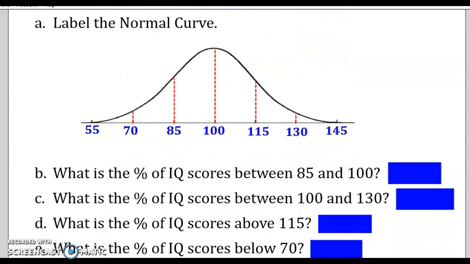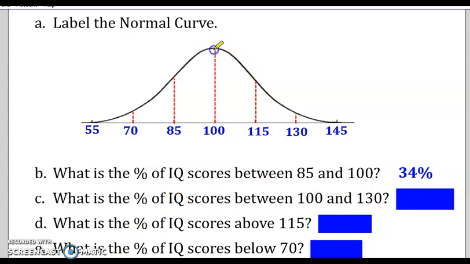All right, so now we have some questions to answer. What is the percent of IQ scores between 85 and 100? So 85 and 100, that's this little region right here. Well, if I think back to my empirical rule, that should just be 34%. Lo and behold, it is.